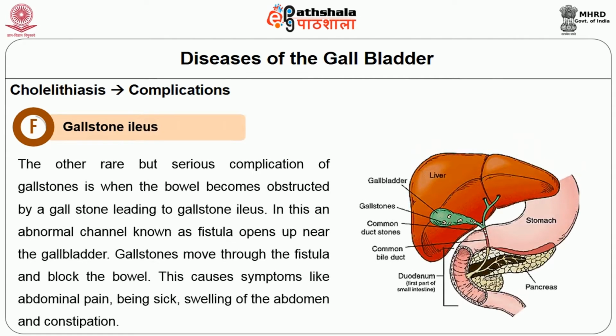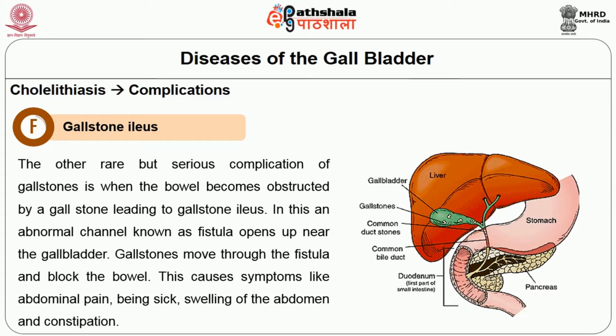Next is gallstone ileus. The other rare but serious complication of gallstones is when the bowel becomes obstructed by a gallstone, leading to gallstone ileus. In this, an abnormal channel known as a fistula opens up near the gallbladder. Gallstones move through the fistula and block the bowel. This causes symptoms like abdominal pain, being sick, swelling of the abdomen, and constipation. This condition requires immediate treatment as the gallstone may rupture the bowel, causing internal bleeding and infections.